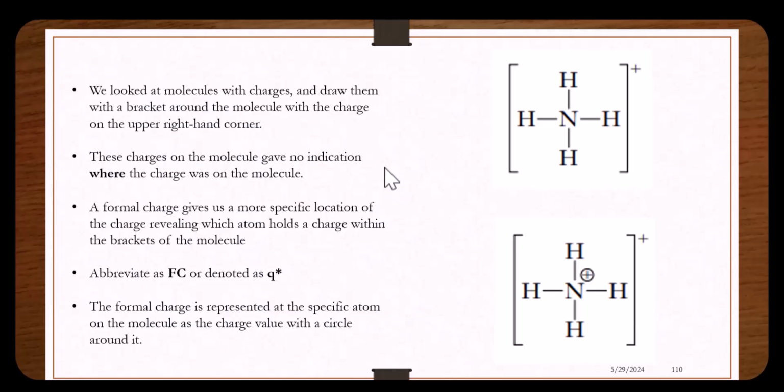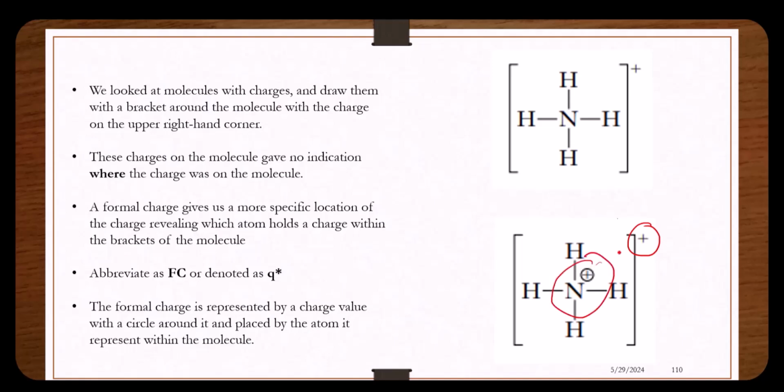brackets of the molecule. A formal charge can be abbreviated by Fc or denoted as Q star. The formal charge is represented by a charged value with a circle around it, and placed by the atom it represents within the molecule. So this charge represents the entire molecule, and this charge represents a hypothetical charge on the nitrogen atom. How does it work?